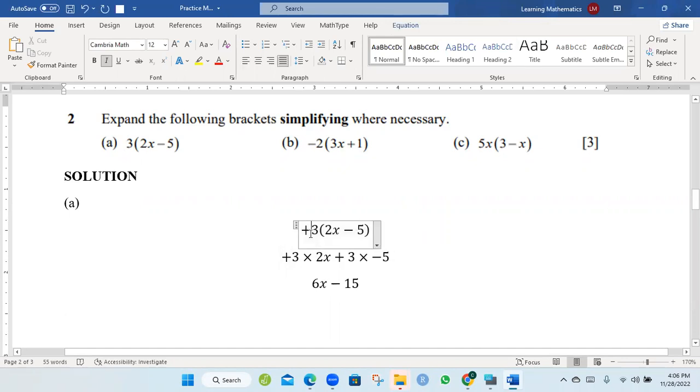If you don't see a sign, you put a plus. You're multiplying by a +3. So +3 times 2 and +3 times -5. +3 times 2, that's a positive times a positive is a positive. So 3 times 2 is a 6. +3 times -5, that's a -15 because a positive times a negative is a negative. Okay, so +3 times -5 is -15. So it's 6x minus 15.